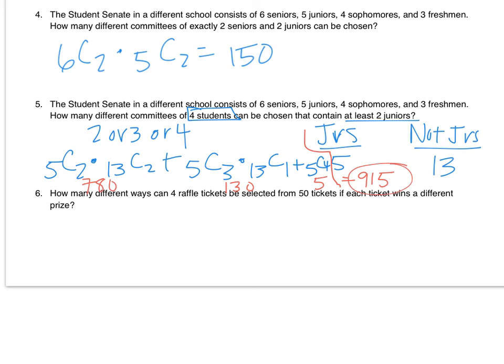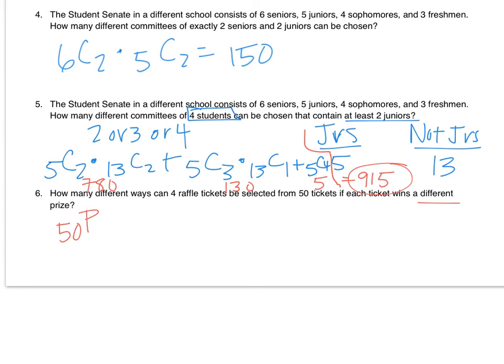All right, last question. How many different ways can 4 raffle tickets be selected from 50 tickets, if each ticket wins a different prize? Winning a different prize, it's going to matter what order your ticket is drawn in. If you get the first place prize, that's different than getting the 4th place prize. So this is a permutation. There are 2 ways to do this. We can use the nPr button on the calculator.